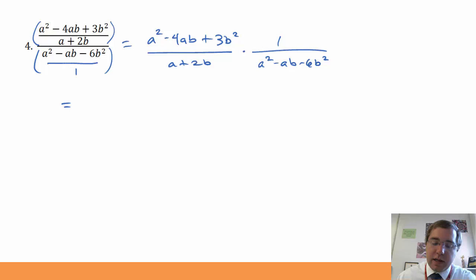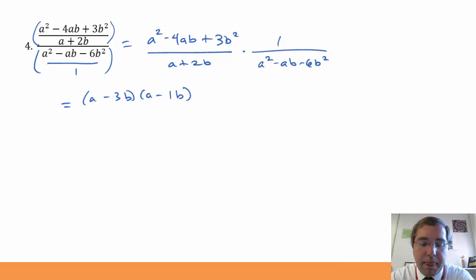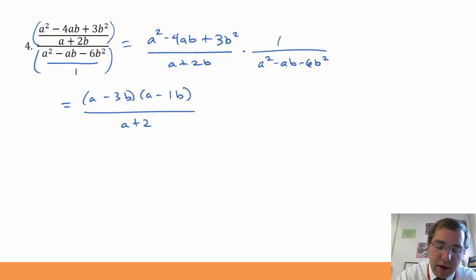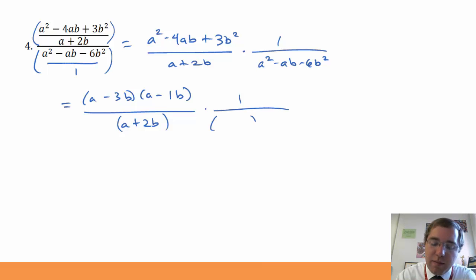So I factor a squared minus 4ab plus 3b squared. And that's going to be a minus 3b times a minus 1b. On the bottom, a plus 2b cannot be factored. It has no common factors other than 1. But we'll think of it all as one factor, so I'm putting it in parentheses just so I remember that. And the second fraction is a 1 on the top, and we factor a squared minus ab minus 6b squared on the bottom. And that's going to be a minus 3b times a plus 2b.